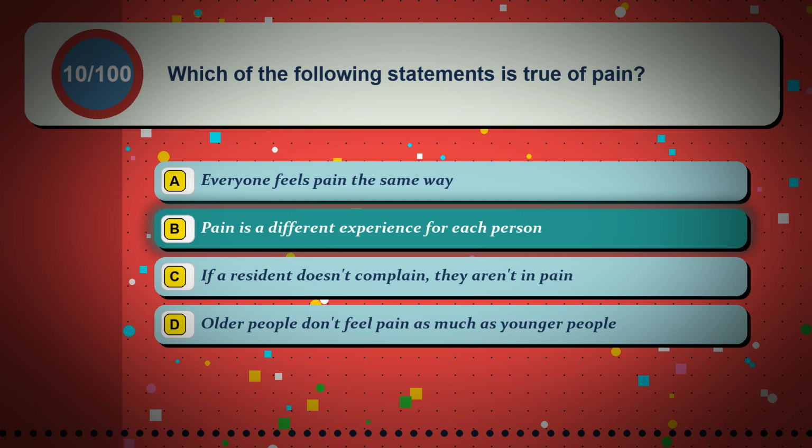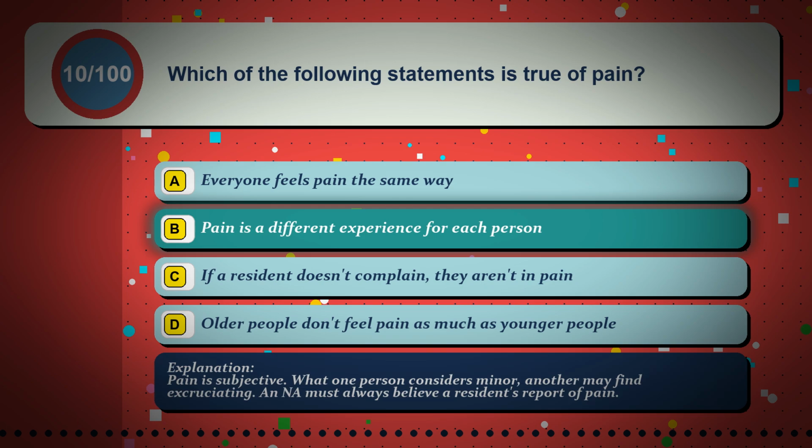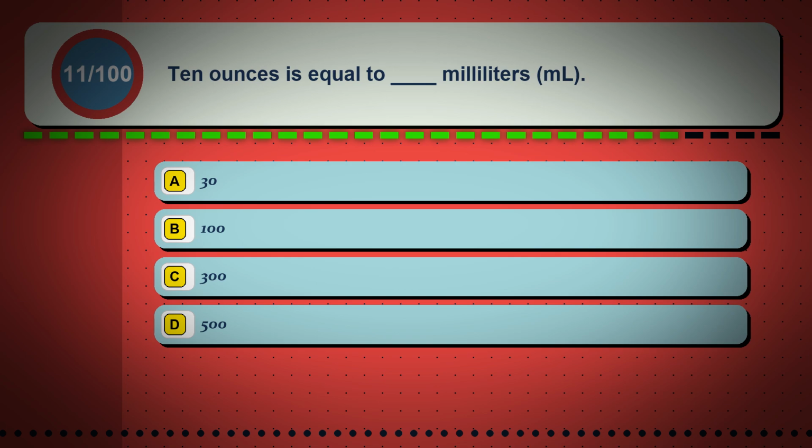The correct answer is option B. Pain is a different experience for each person. Pain is subjective. What one person considers minor, another may find excruciating, and NA must always believe a resident's report of pain. Question 11. 10 ounces is equal to blank milliliters, ml.